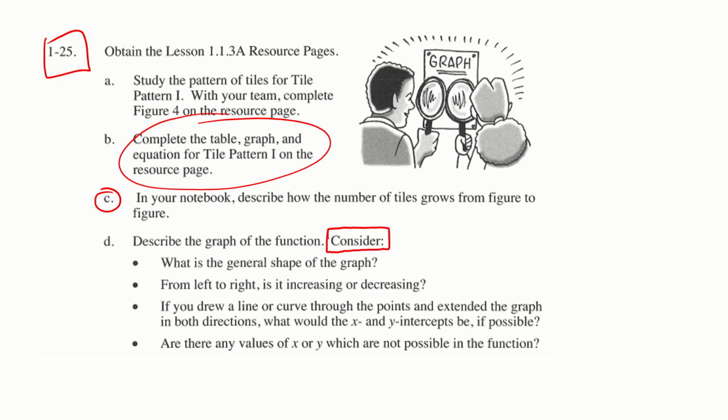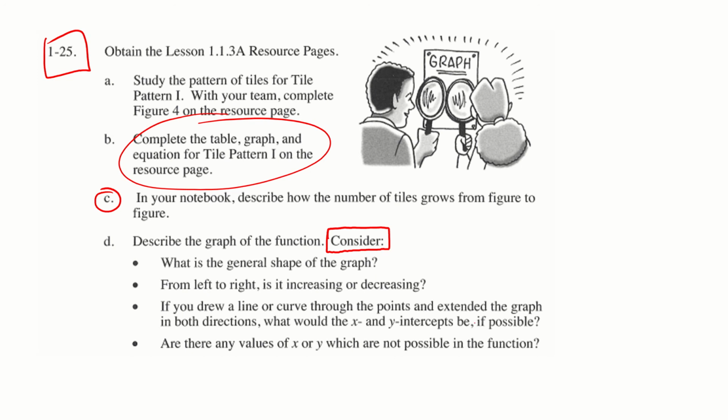So if you look at that first graph, what's the general shape of the graph? From left to right, is that graph increasing or decreasing? If you drew a line or curve through the points and extended the graph in both directions, what would be the x and the y intercept? So where would it cross the x-axis? Where would it cross the y-intercepts?